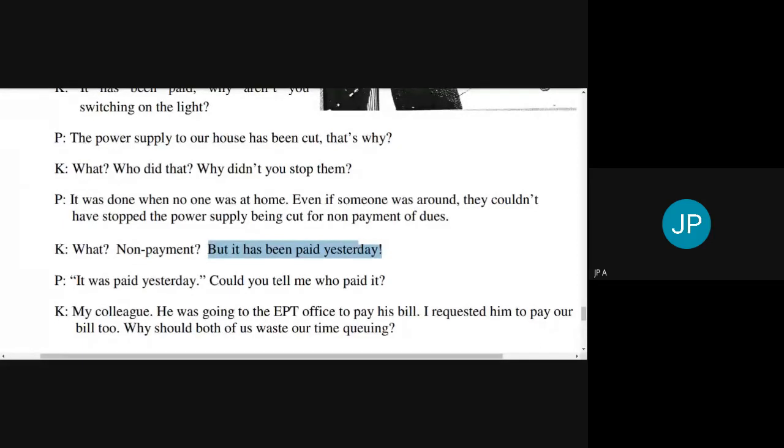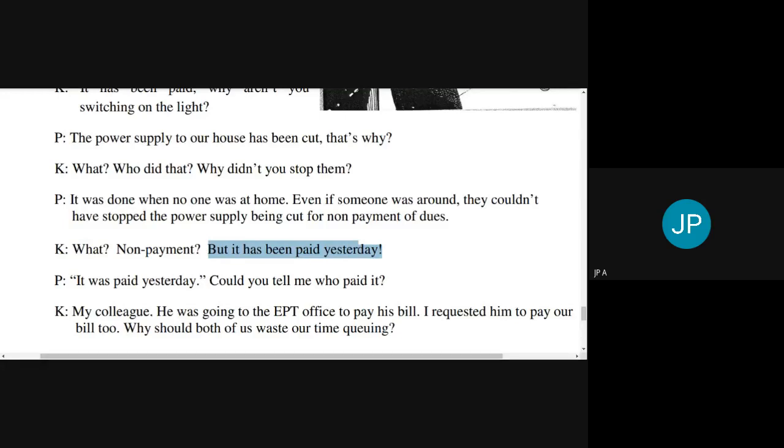What is the error that Kannan has made here in this sentence? He said it has been paid yesterday, but Priya is correcting him. She says it was paid yesterday. What is the error? Anybody?